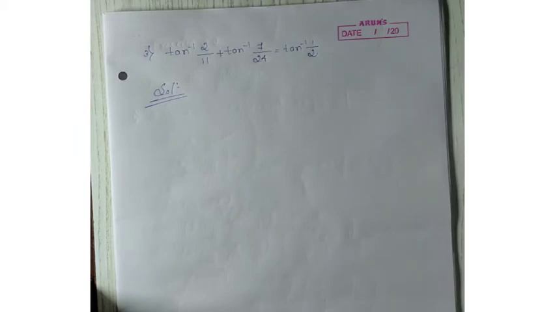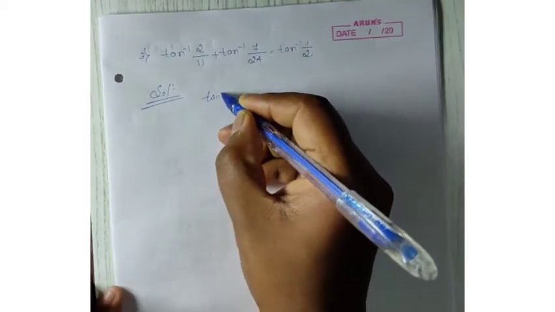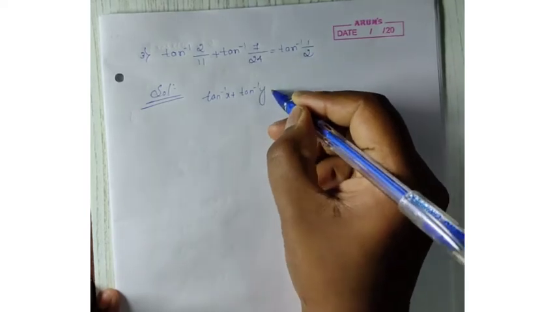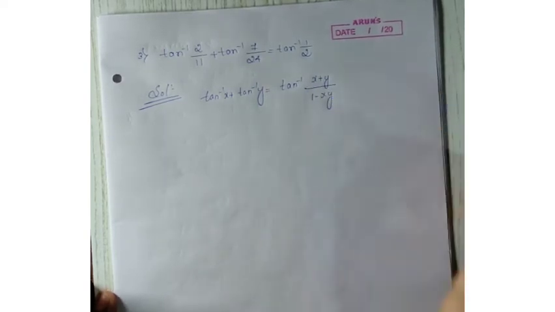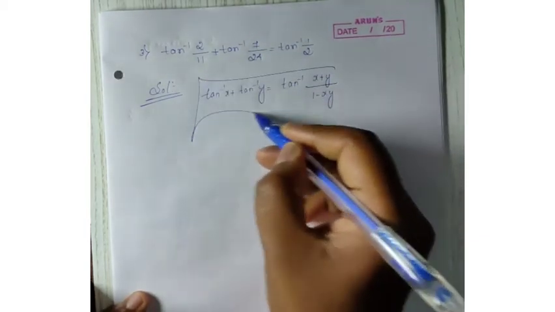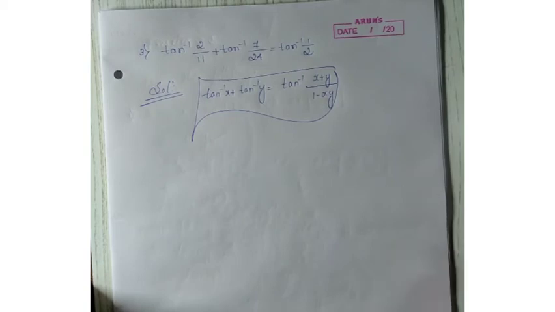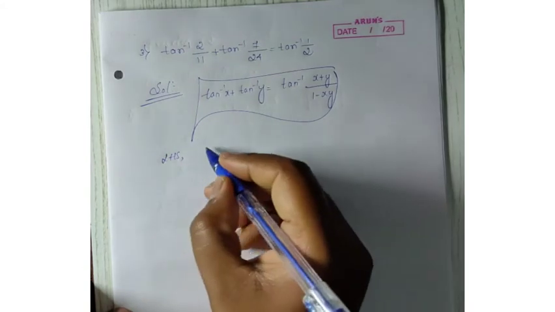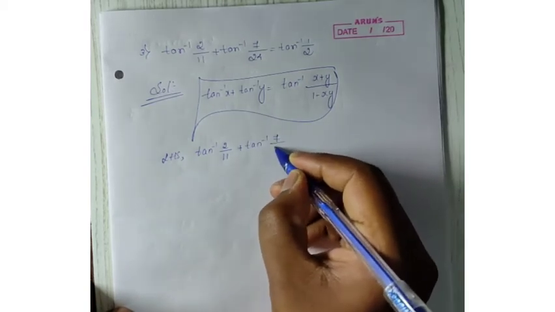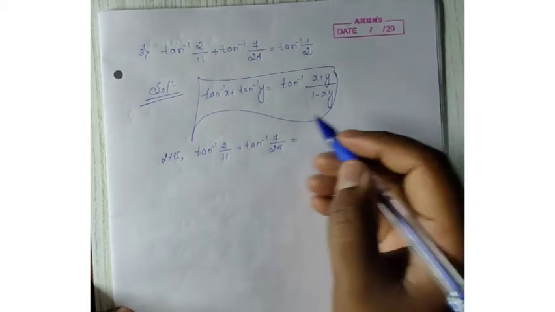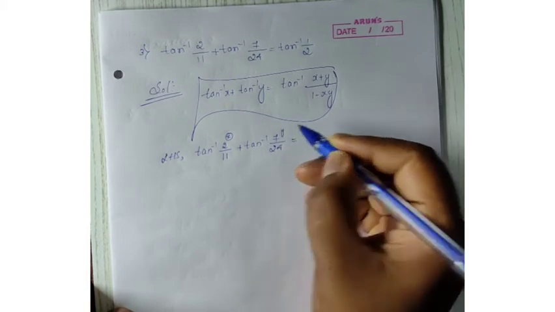Let us now solve problem number 3. Tan inverse 2 by 11 plus tan inverse 7 by 24 is equal to tan inverse 1 by 2. We have already learned a few properties. In that property, you might have observed that tan inverse x plus tan inverse y is equal to tan inverse of x plus y divided by 1 minus xy. The same property can be used to solve this problem. So consider the LHS part of this question. Here tan inverse 2 by 11 plus tan inverse 7 by 24, this refers to x and this refers to y.